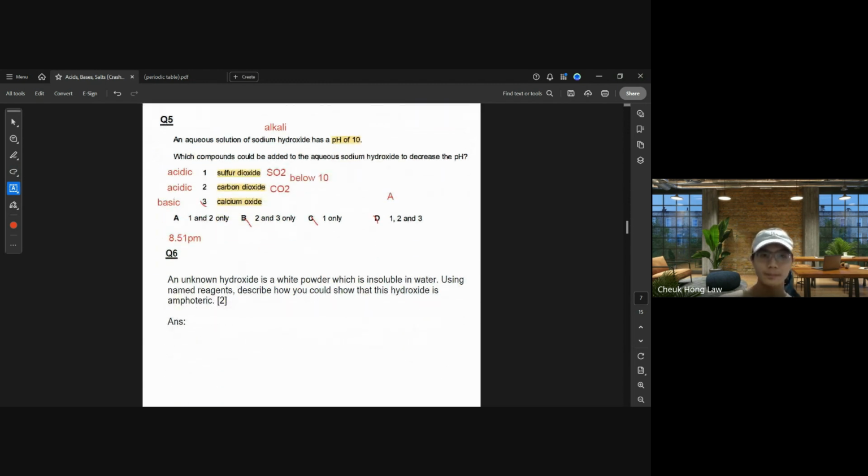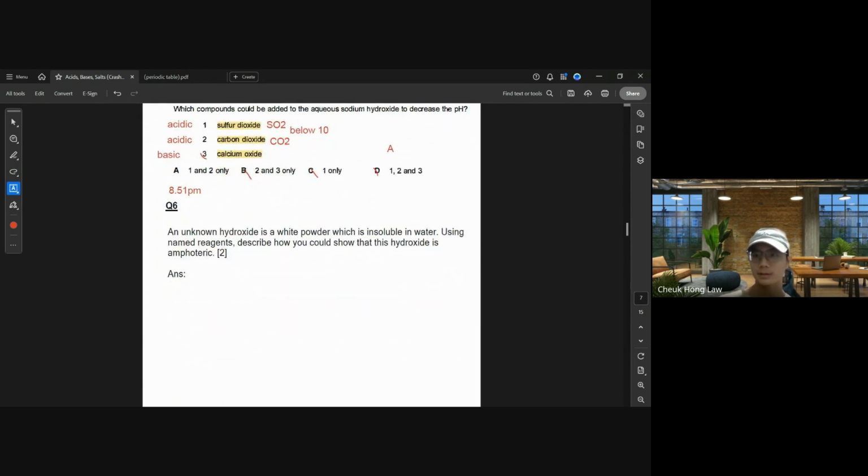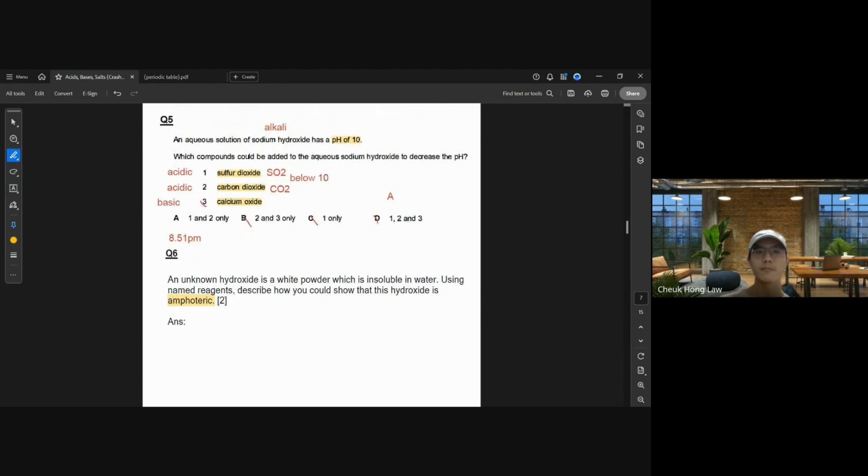Okay. Question 6. An unknown hydroxide is a white powder which is insoluble in water. Using named reagents, describe how you could show that this hydroxide is amphoteric. So we have to use named reagents.